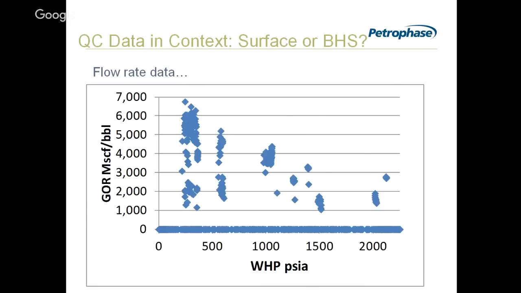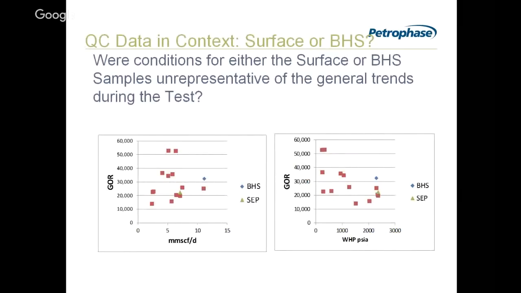These are the gas oil ratios plotted against wellhead pressure. And that's useless. It's just showing a scatter. Are there other ways that we can use the information to try and get a better handle on what we're dealing with here? Let's try plotting gas oil ratio against flow rate. Again, a scatter. We can see our bottom hole sample now, separator samples, just in amongst the scattered points.